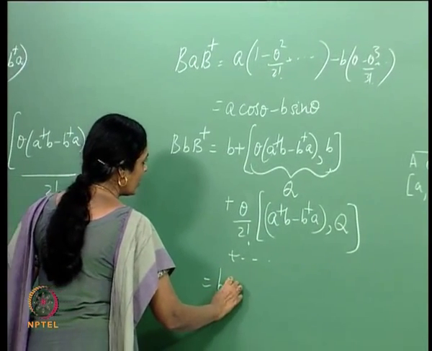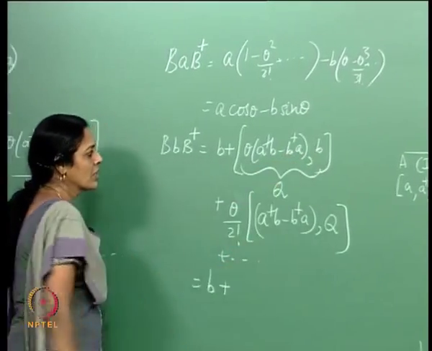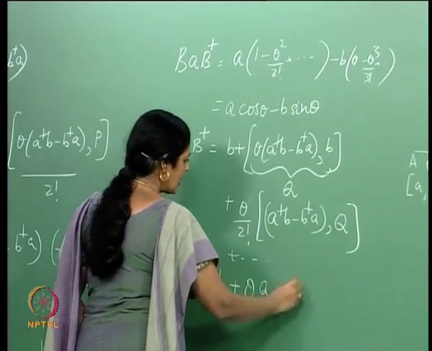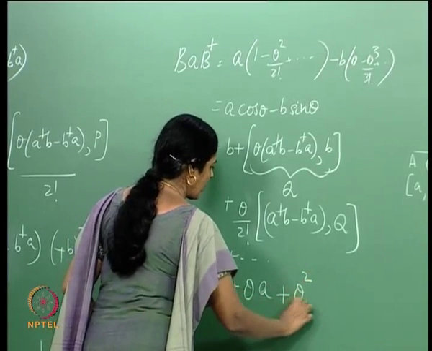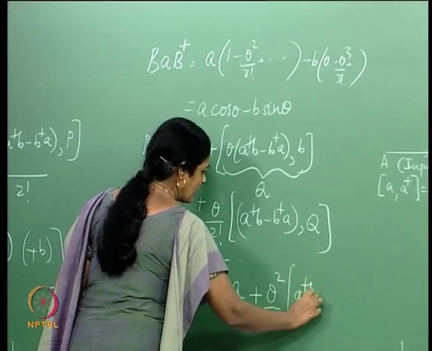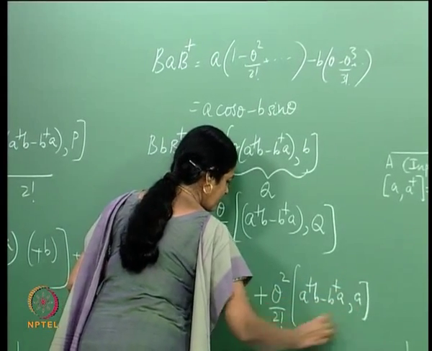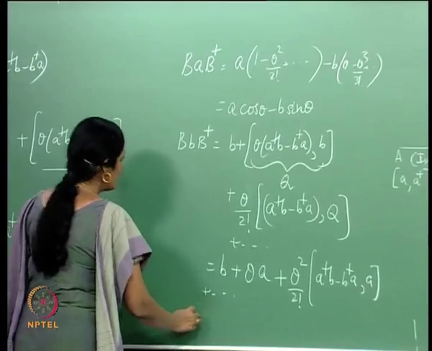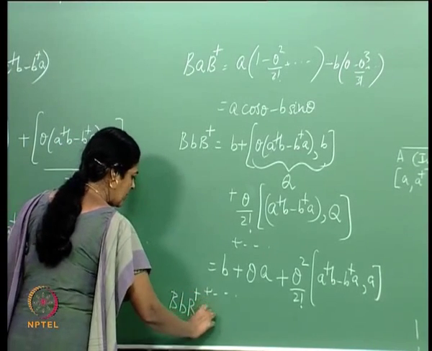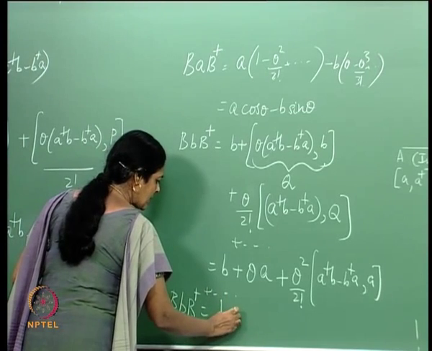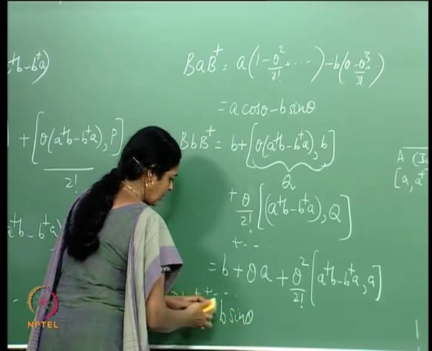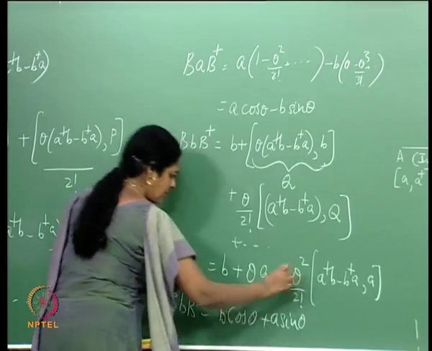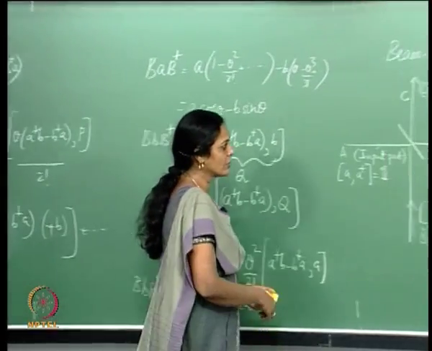Now, this object is just B. It is only the second term that contributes and that gives me a plus sign, plus theta A. This gives me a theta squared by 2 factorial commutator of A dagger B minus B dagger A with A. It is easy if we do this series expansion to see that B small b B dagger is B cos theta plus A sin theta. So, this is what we have for the action of the beam splitter.